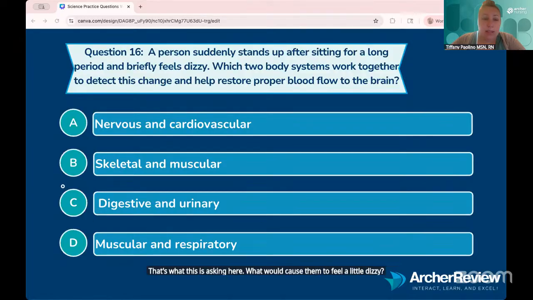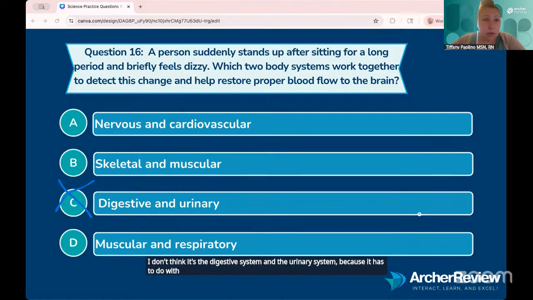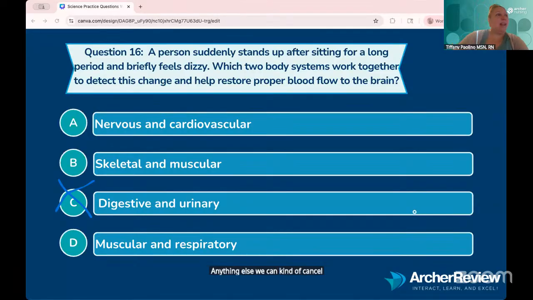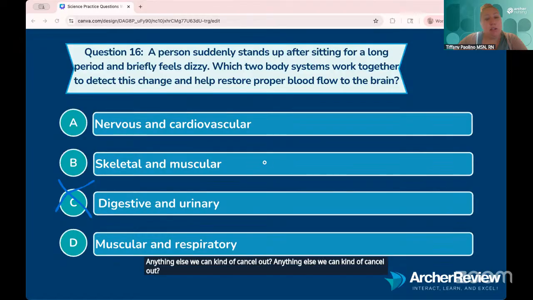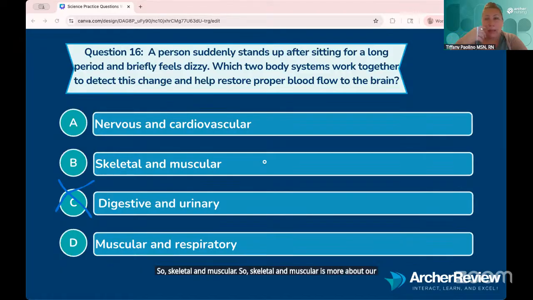I don't think it's the digestive system and the urinary system because that has to do with digesting food and going to the bathroom. I don't really think that's what we're talking about here. Anything else we can kind of cancel out? So skeletal and muscular. So skeletal and muscular is more about our movement, but it doesn't really have anything to do with being dizzy. So I'm also going to cancel that one out.